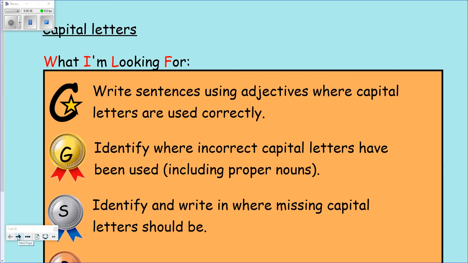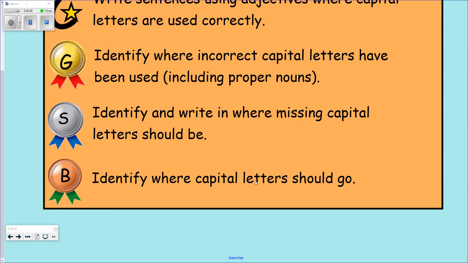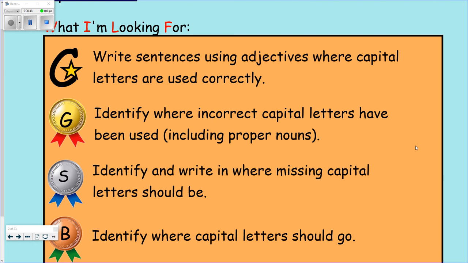Okay, so today for the bronze Wilf, I'm looking for you to find where the capital letters should go and write the sentences in your book, and you've been given individual sentences to look at. The silver and the gold, you've been given the same paragraph to look at for the task today, but for silver, you're just looking for missing capital letters at the beginning of sentences. And if you would like the gold, then you're trying to put in the ones for proper nouns. So you're including proper nouns in that one.